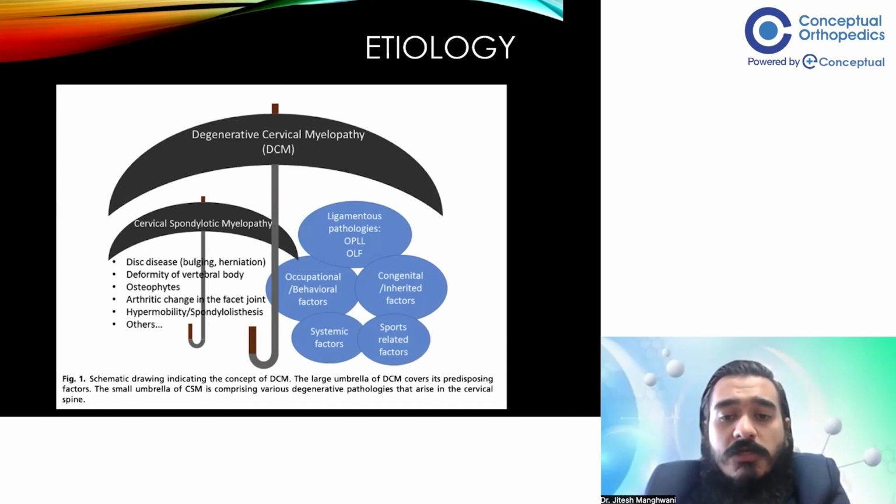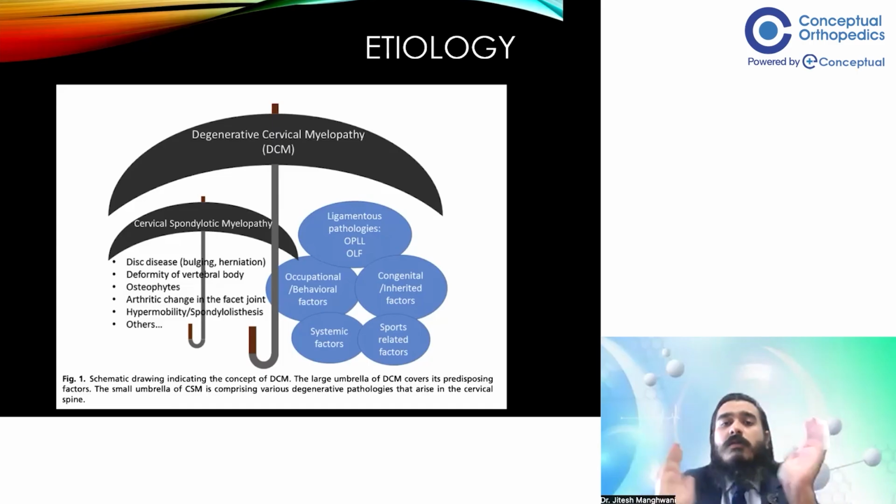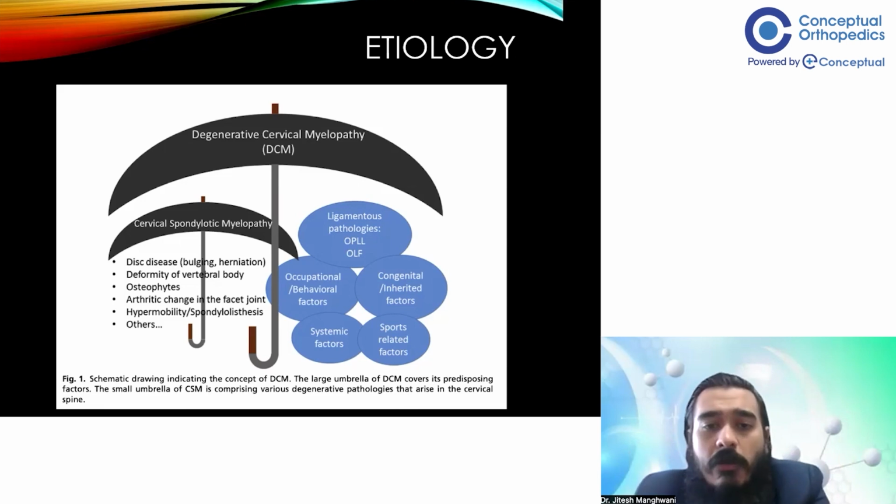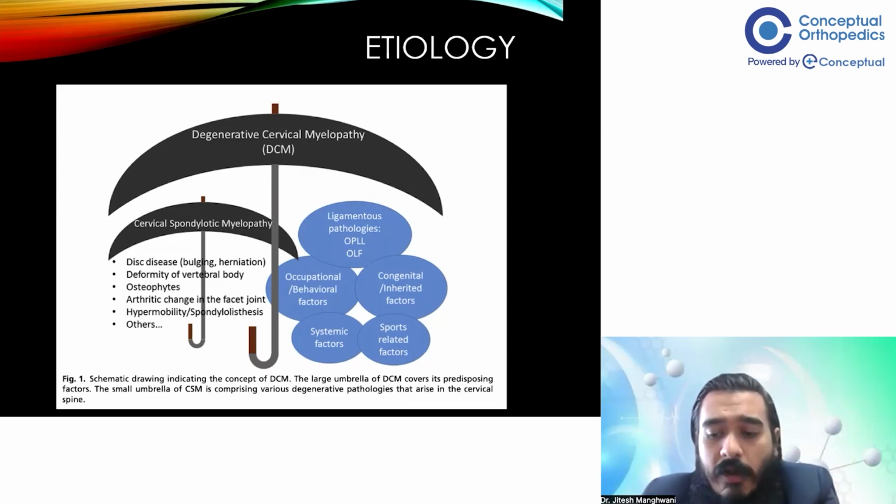Along with this, there are occupational and behavioral factors, inherited factors, congenital factors, systemic factors, and sports related factors. So these are other things that may play a vital role in a patient having degenerative cervical myelopathy. Earlier, this umbrella was termed cervical myelopathy. Over time, the terminology has changed, and now it comes under the wider umbrella of degenerative cervical myelopathy rather than just cervical myelopathy.